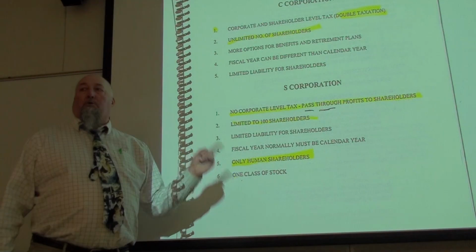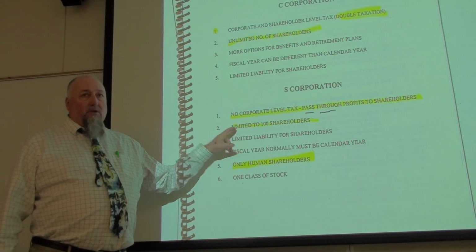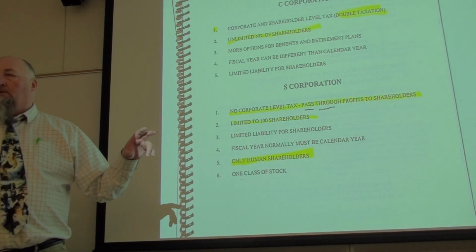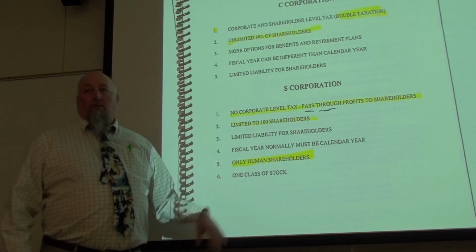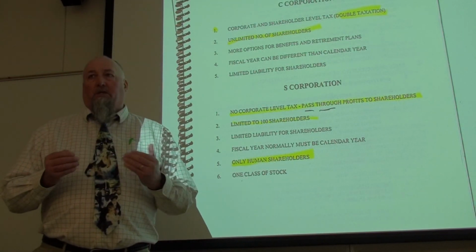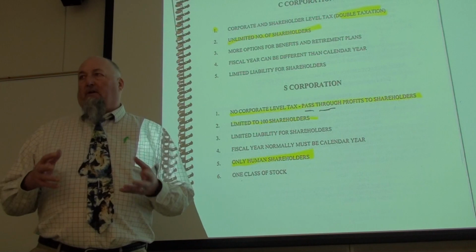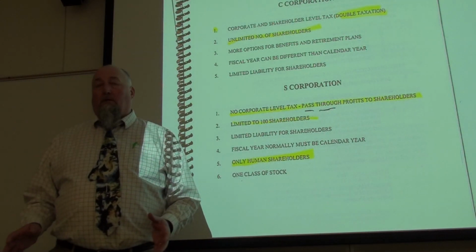However, the trade-off: limited to 100 shareholders. It used to be 25 shareholders. Actually, I think for a while it was only 10. But it's now been raised to 100 shareholders. You can go above that if it's all family, but that's pretty rare. So if you're going to be a publicly traded company, you can't be an S corp.